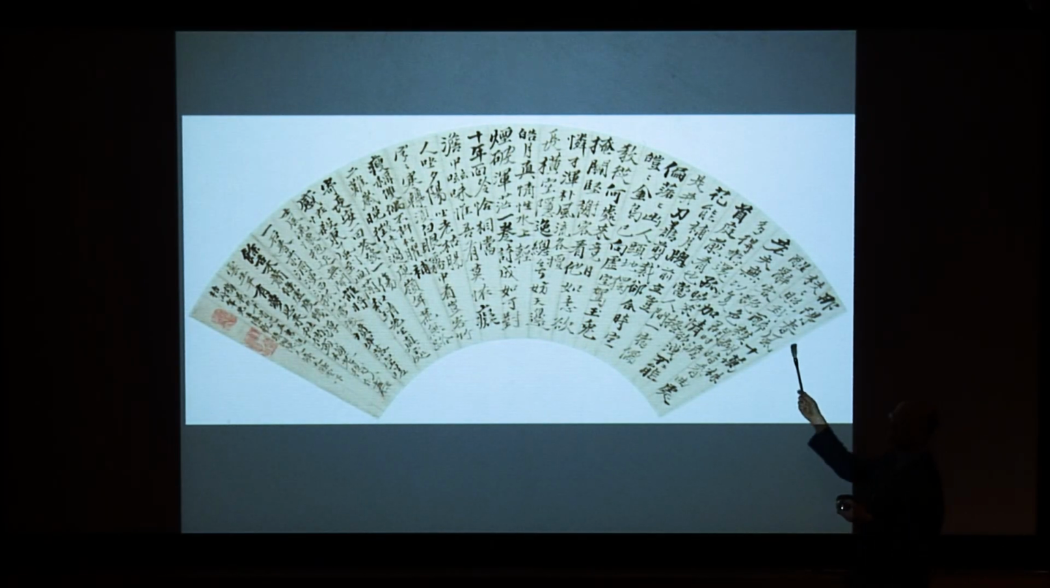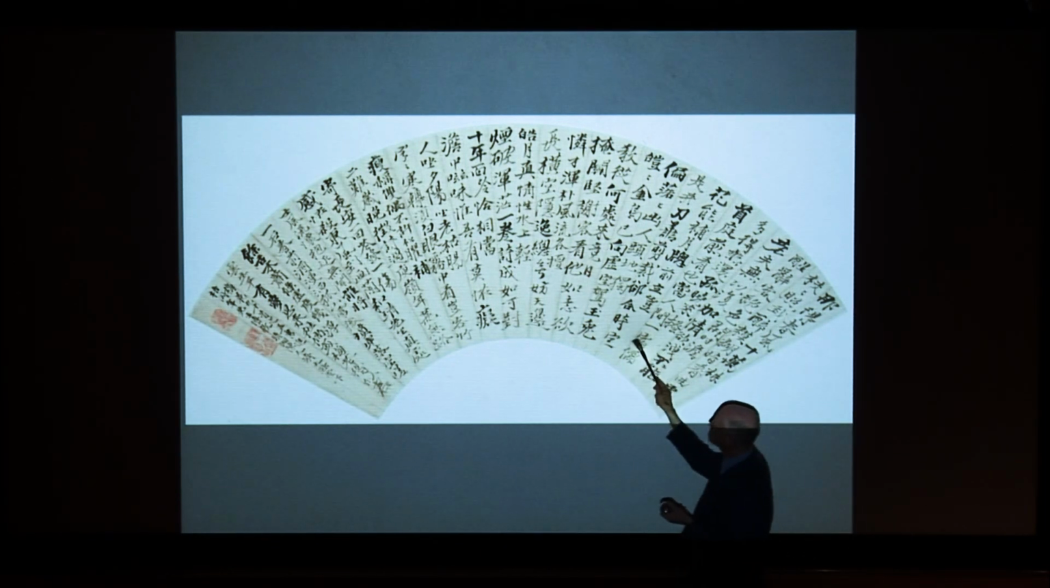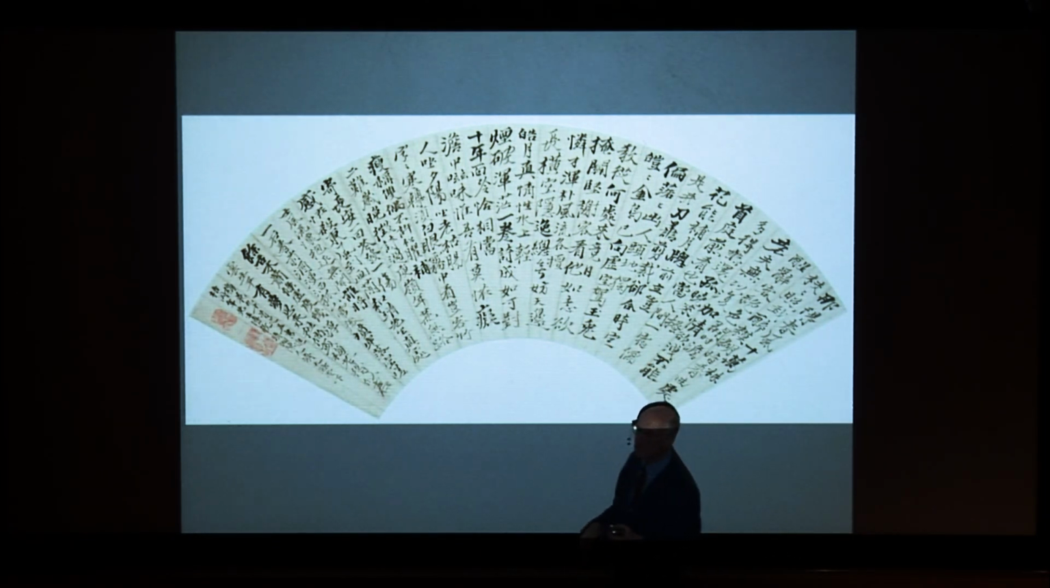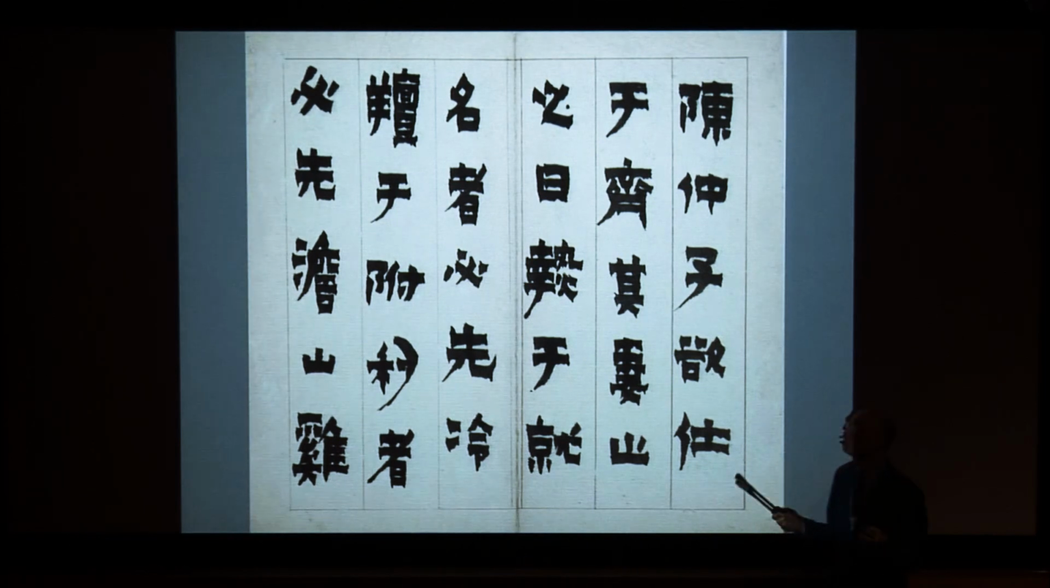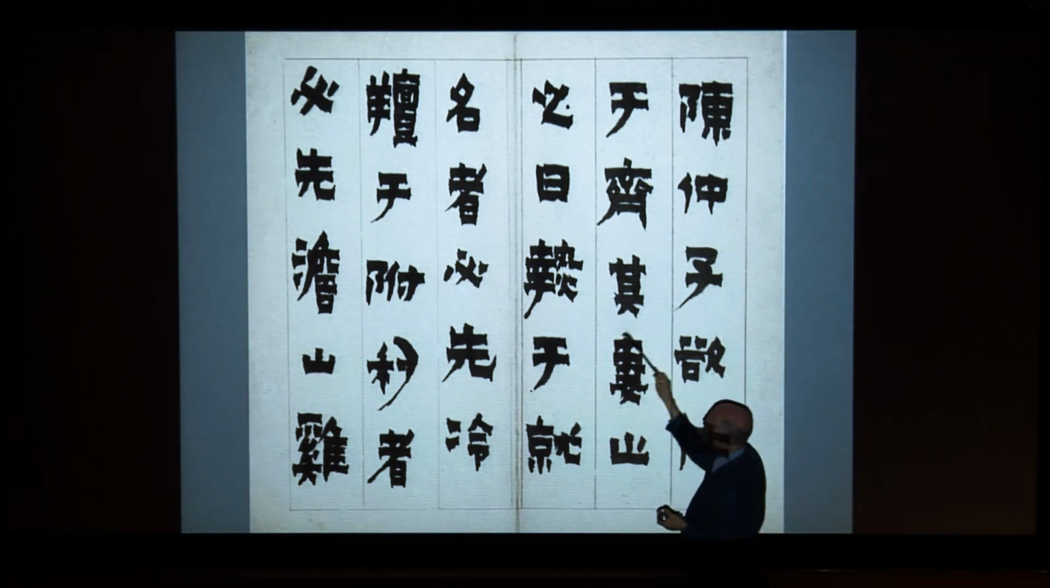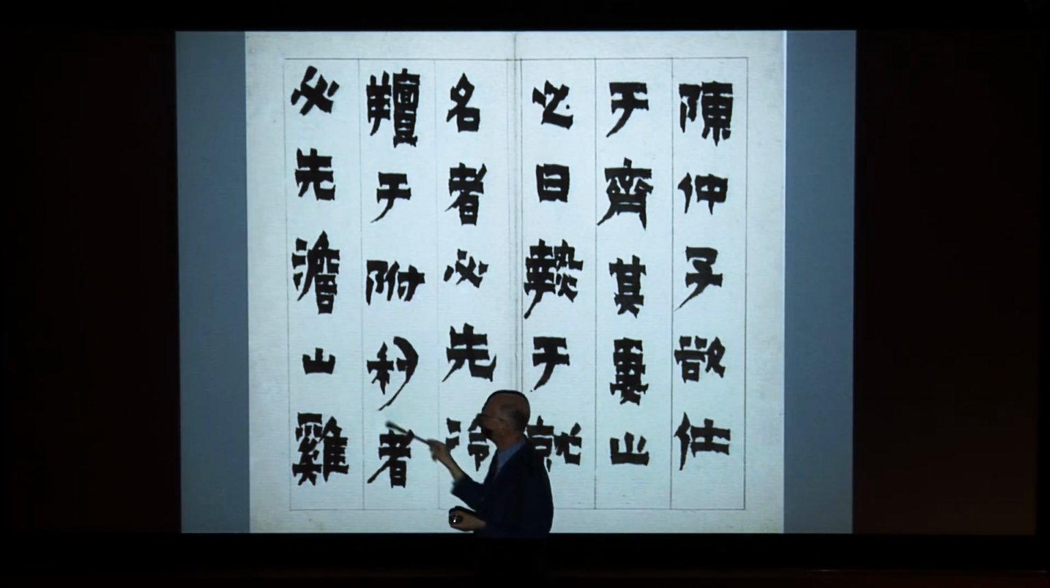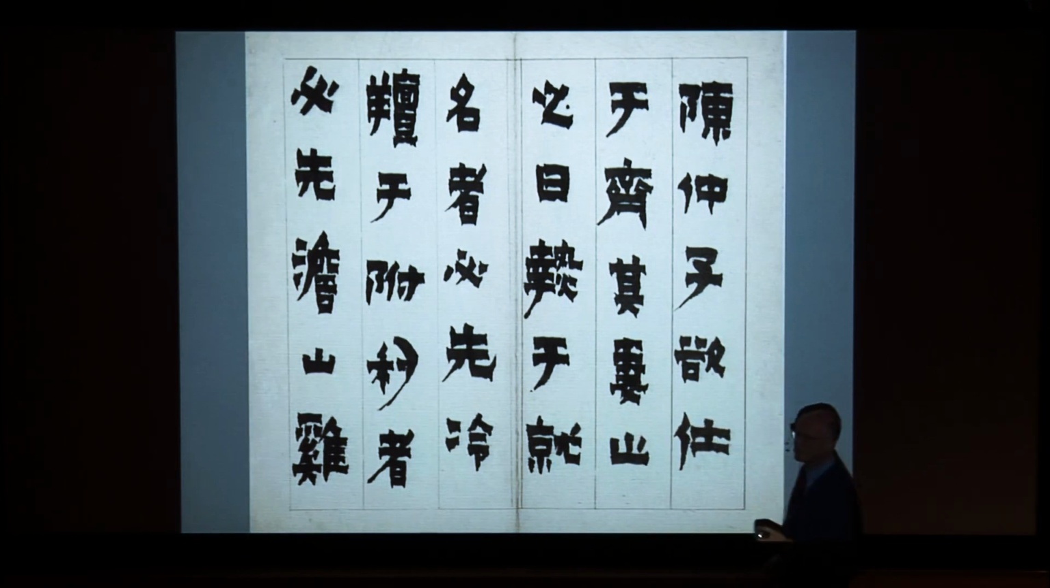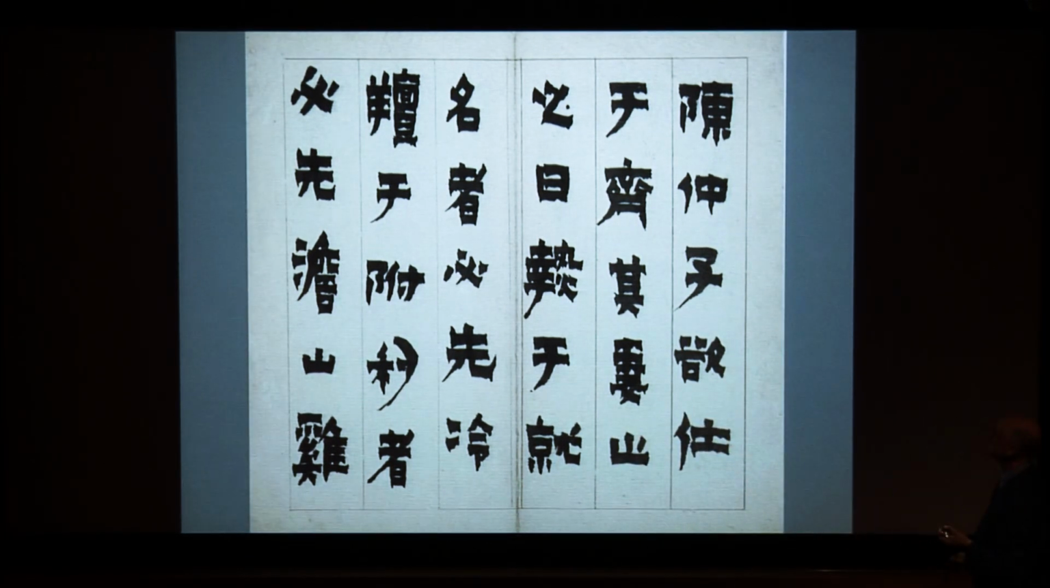The layout of characters can be very dense, as on this fan by the famous painter and calligrapher Shitao. There's scarcely any room left on the writing surface. Or writing can be very spacious and open. There can be lots of room between the characters, as if air can circulate amongst them. These are all things that I think one can notice.